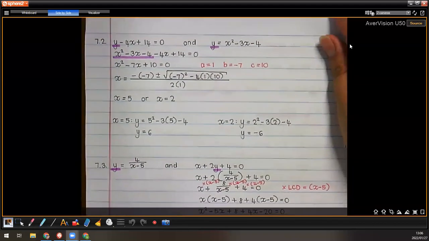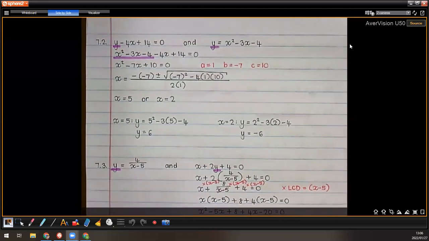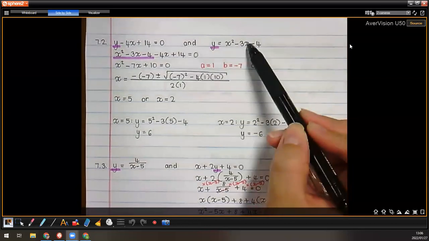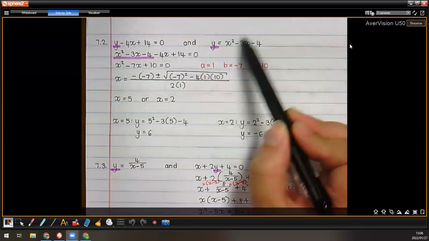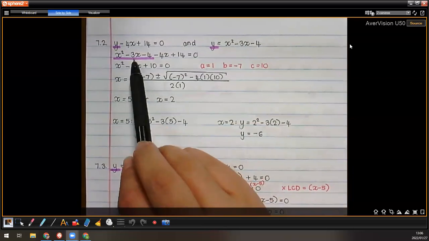Right, 7.2. Here we go. You can look at 7.2. It was similar to the other one. They again gave us y already isolated over here. So this whole expression we have to put in the other equation where we see y.